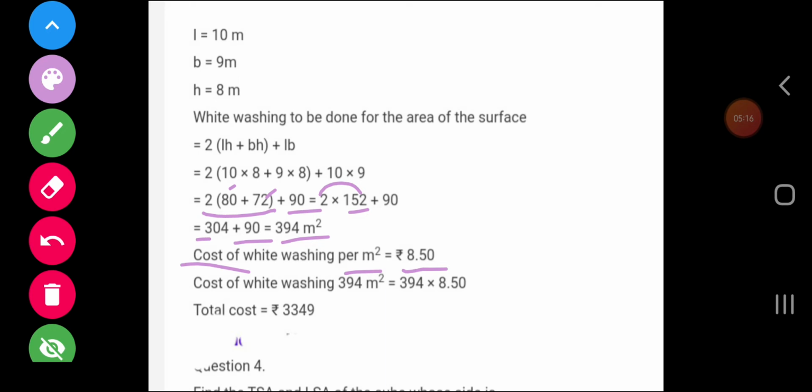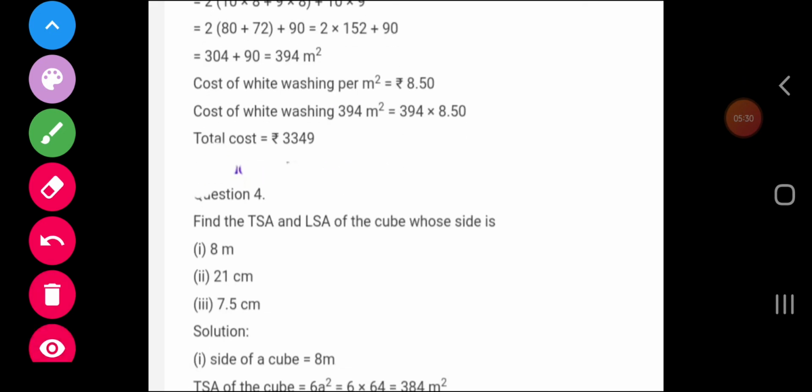Cost of whitewashing 394 meter square is nothing but 394 into 8.50. When we multiply it, we will get the total cost value, which is 3349.